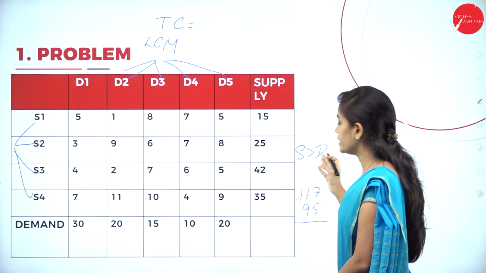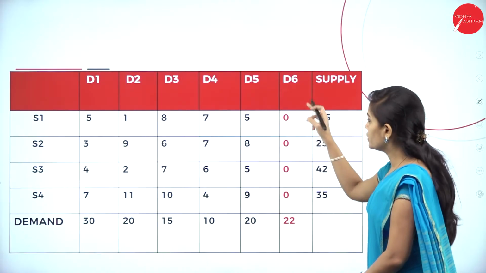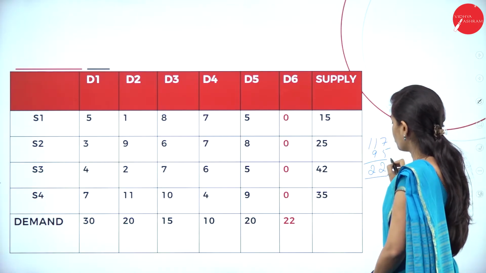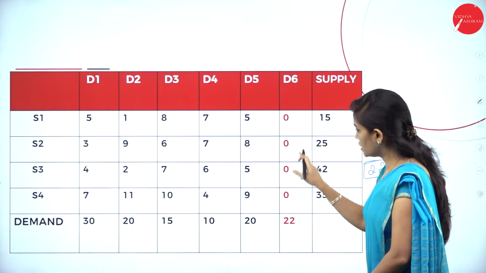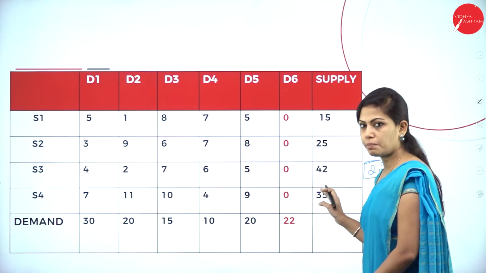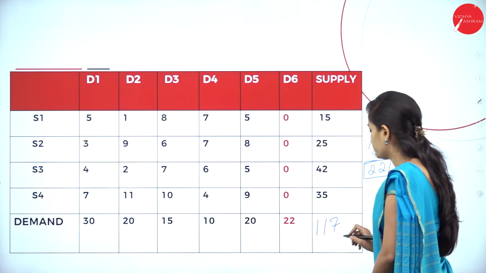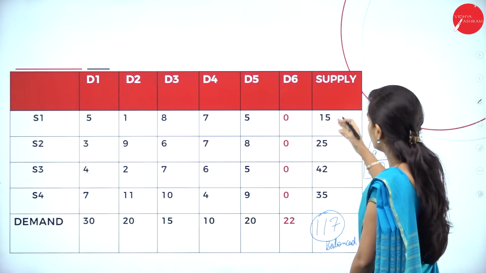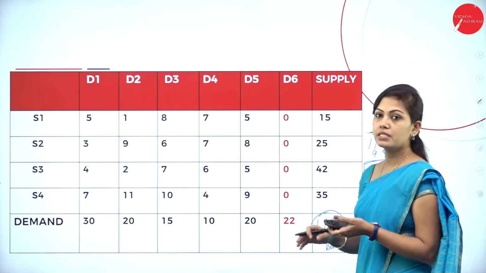If your supply value is greater than demand value, we have to add one dummy column. So here I have added one dummy column with 0 matrix. So 117 minus 95 means it is 22. So 22 is added in the demand column, with 0 matrix. Now you can cross verify the demand values 30, 20, 15, 10, 20 and 22. So it is 117. So it is balanced. Now you can cross verify 15, 25, 42, 35. It is 117. If it is balanced, we can proceed further.